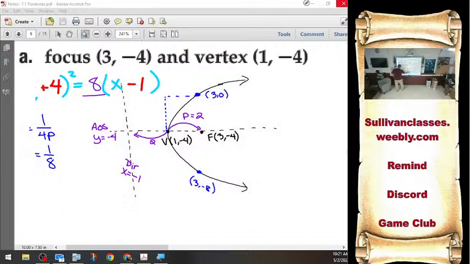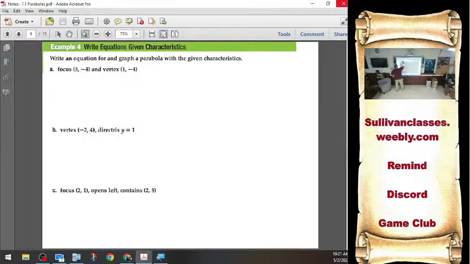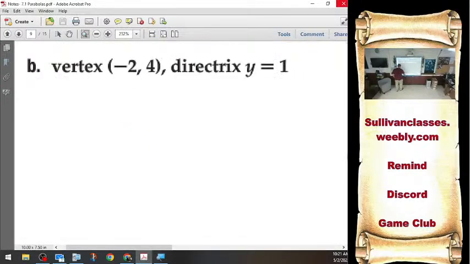Okay, so they're going to give us some information. We have to make the equation. I got a vertex at -2, 4. I have a directrix, y equals 1. Is that up, down, right, or left from this vertex? That's down. Okay, getting a little better this time. Can't just go with one person, right?